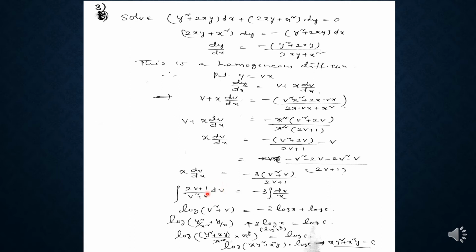So here, to integrate this function, check whether it is in the form of integral f dash x by f of x dx. So in the denominator we can see the function f, that is v square plus v.